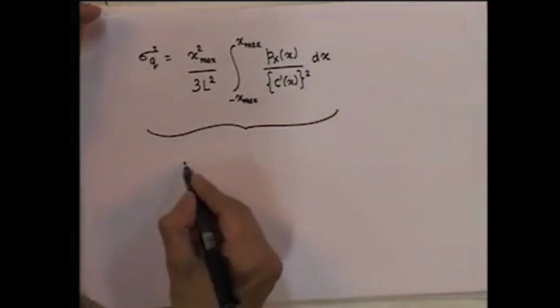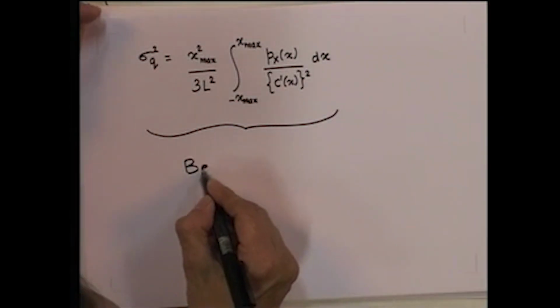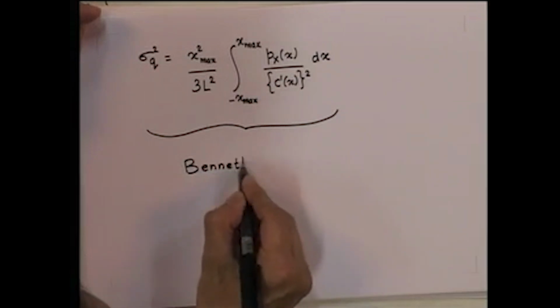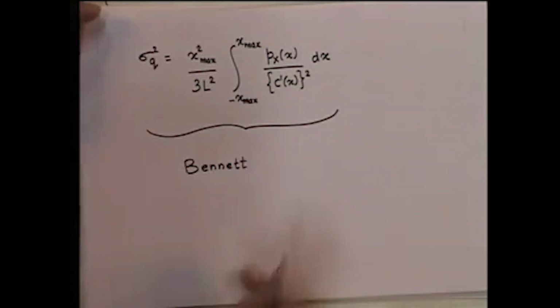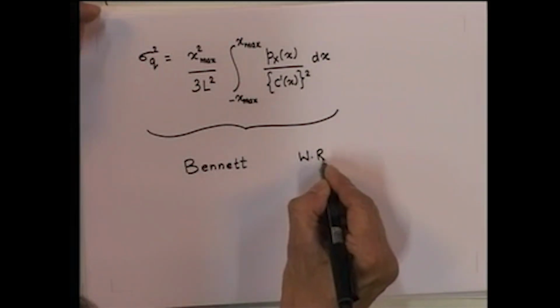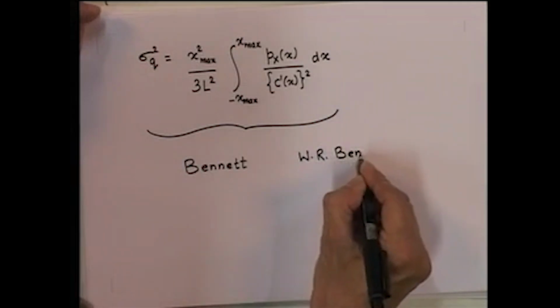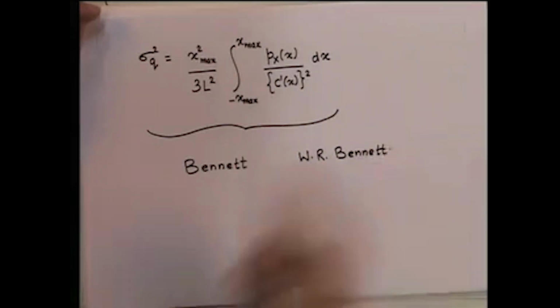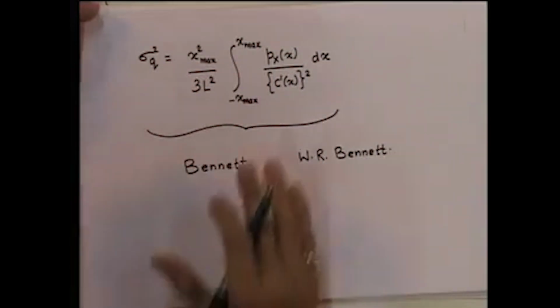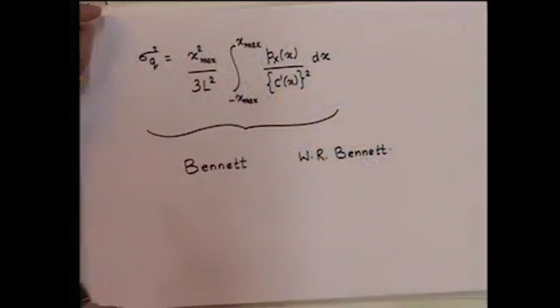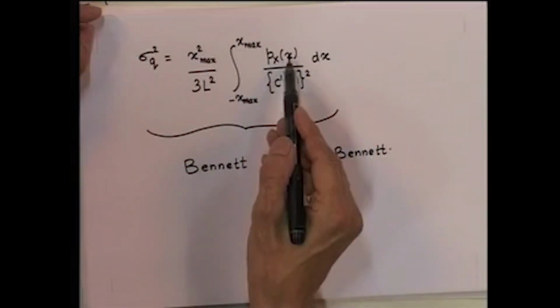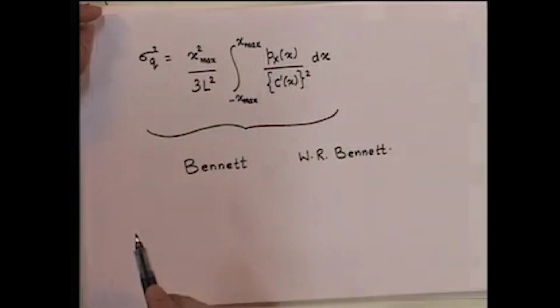this integral, which is known as the Bennett integral after its discoverer W. R. Bennett. And this famous result is widely used to analyze quantizers. Now, if we observe the mean square quantization error, it is dependent on the PDF of the input to the quantizer.